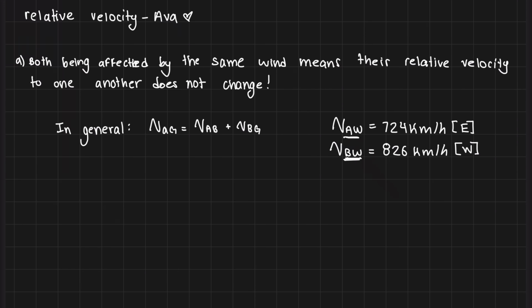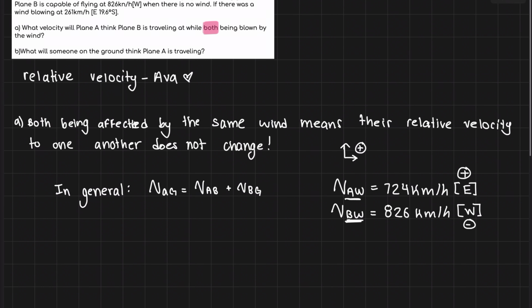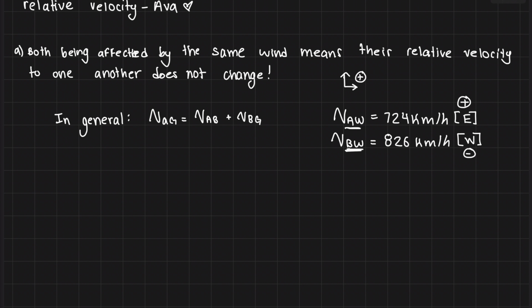So now that we have our relative velocities written down, we have to determine the direction that we are going to use. Your direction can be arbitrary, but it is usually used that east is positive and north is also positive, which means that here our west direction, which is the velocity of B relative to wind, will be a negative value. So I'm going to scroll back up to the problem and see what we are looking for. We're looking for what velocity plane A will think plane B is traveling at. So that is the velocity of plane B relative to A, because this is what A is thinking.